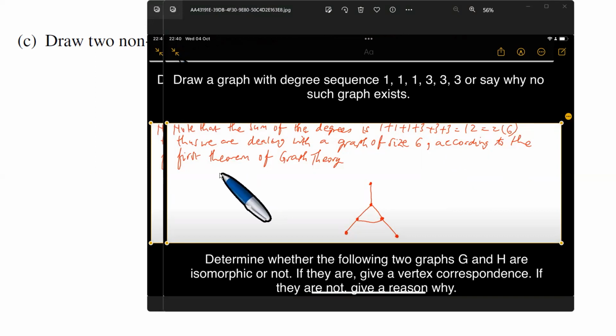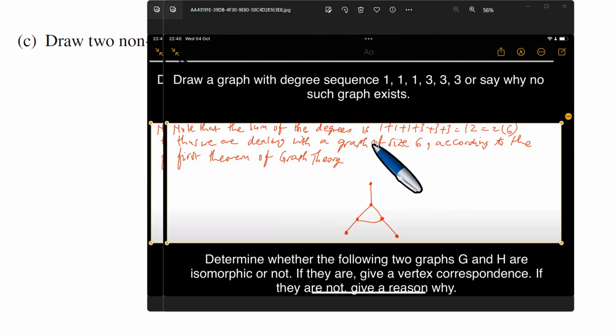According to the first theorem of graph theory, when you add the degrees, you must get twice the size of the graph. Now if you factor the number 12 as 2 times a certain number, then the number multiplied by 2 is the size, or the number of edges, of the graph. So is it possible to construct this one?